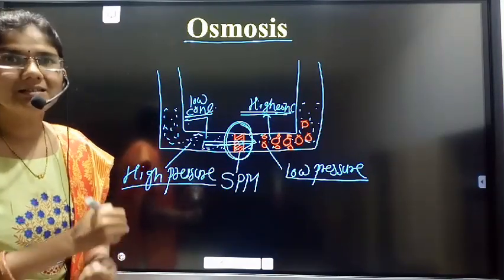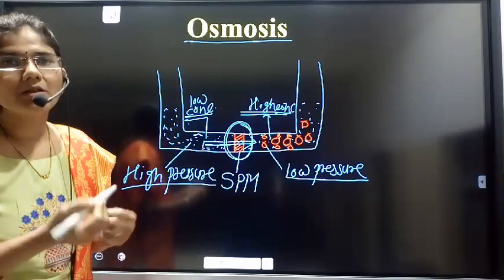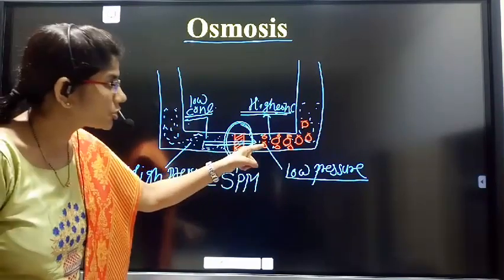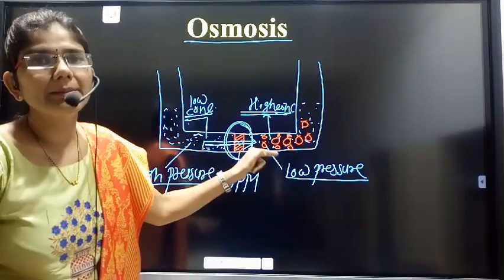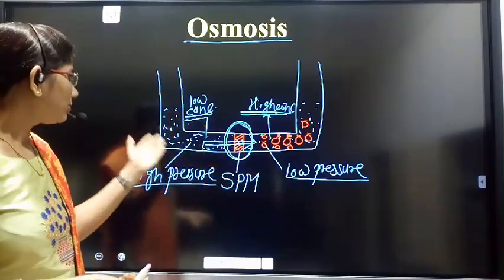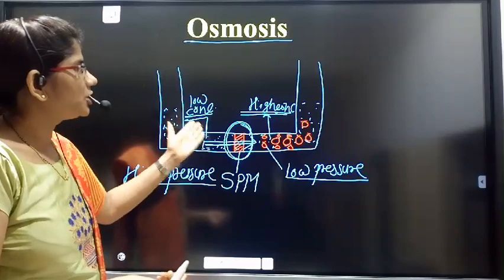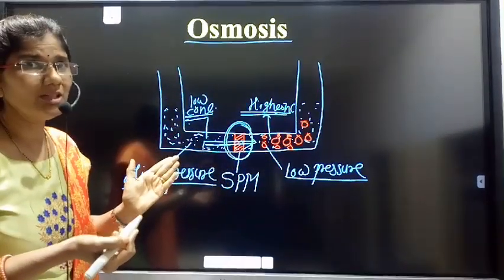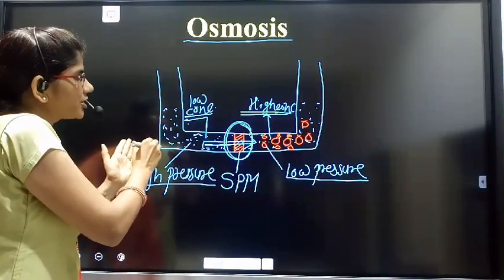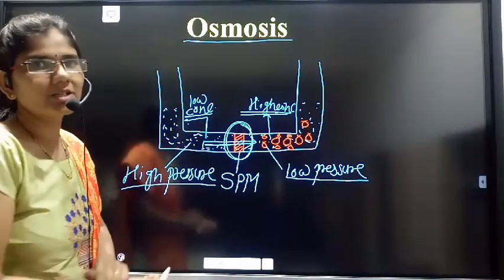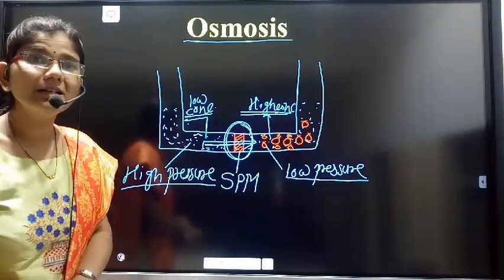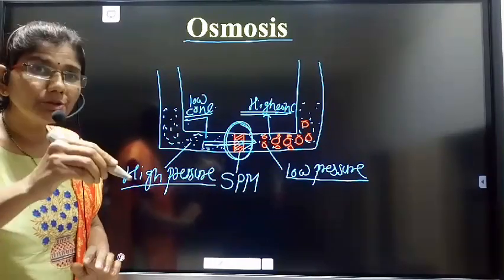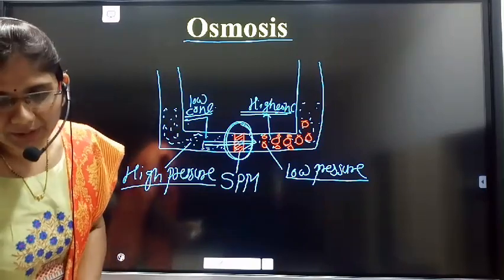Osmosis is the net spontaneous flow of solvent molecules into the solution through a semi-permeable membrane, or from a lower concentration region to a higher concentration region. That is, the flow of solvent molecules from lower concentration region to higher concentration region is called osmosis. And during osmosis, what happens here?